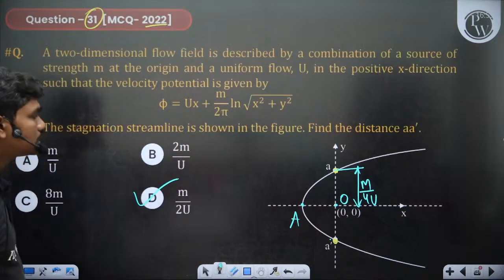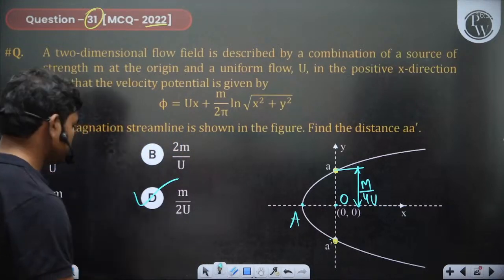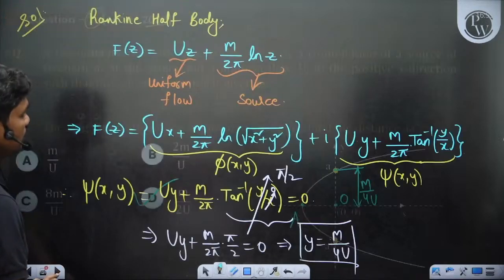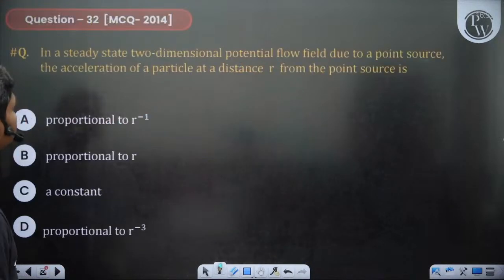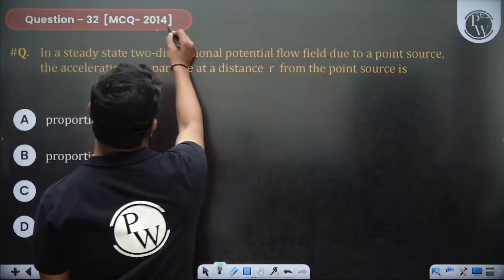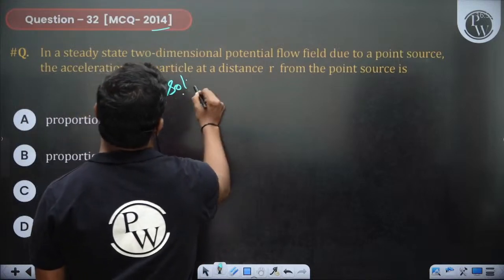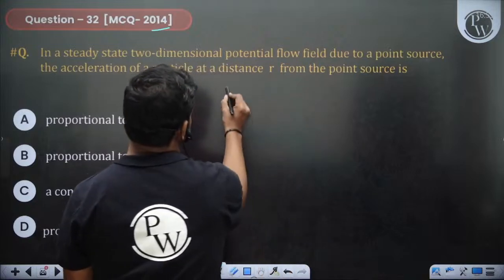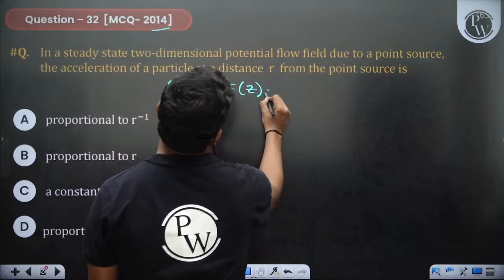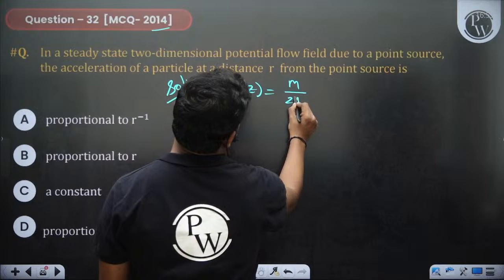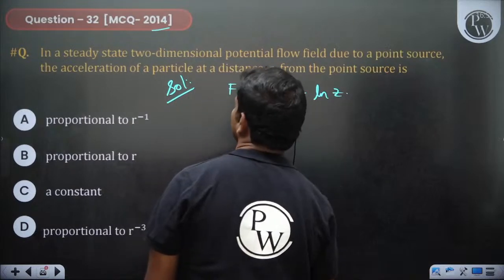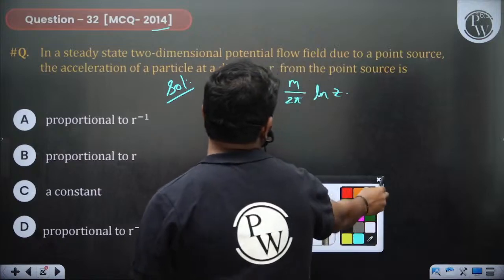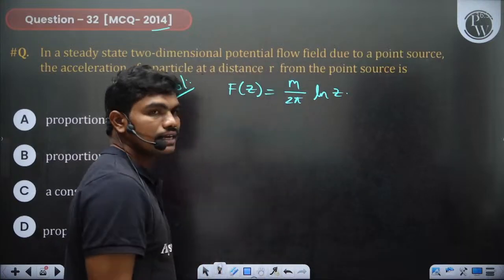Okay, so this is m by 2u, because you can see this is the full length, a dash is exactly double. Let's see, GATE 2014: in a steady state 2D potential flow field due to a point source, f of z is equal to m by 2 pi ln z. The acceleration of the particle at a distance r is dash. So what is the acceleration of a particle at a distance r?